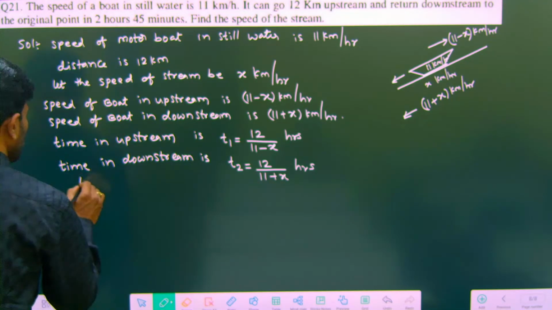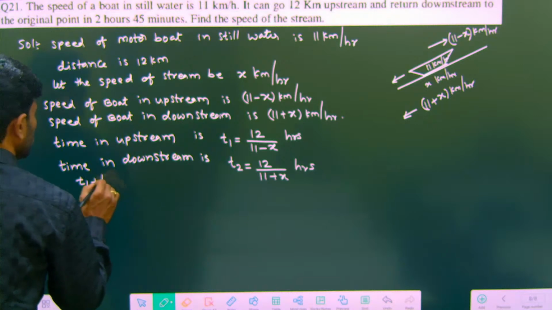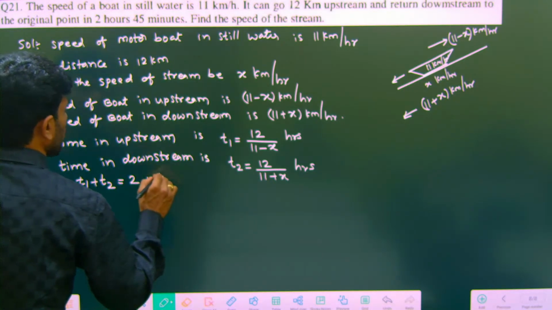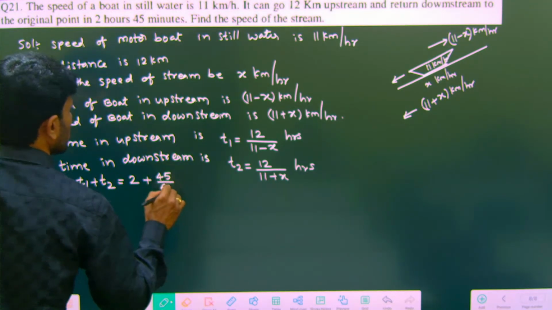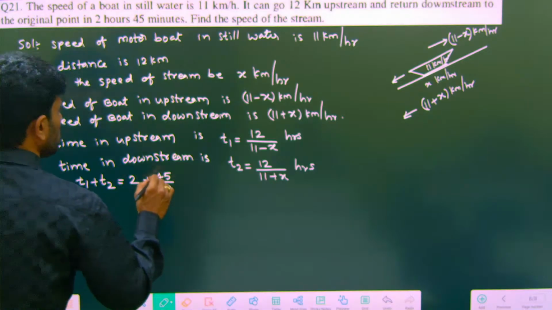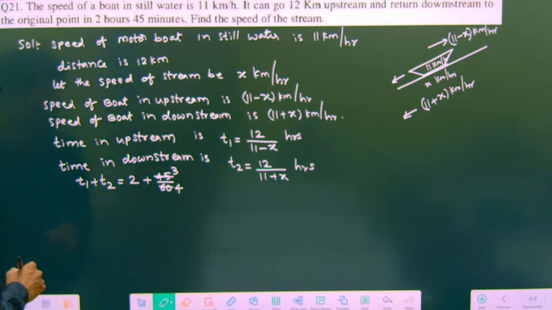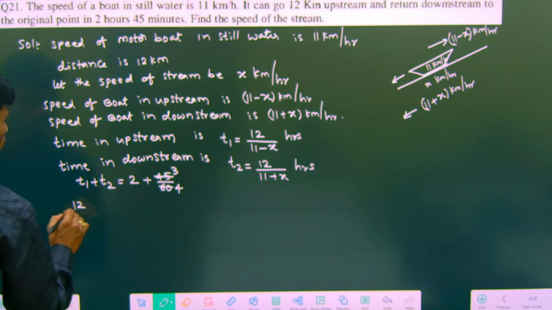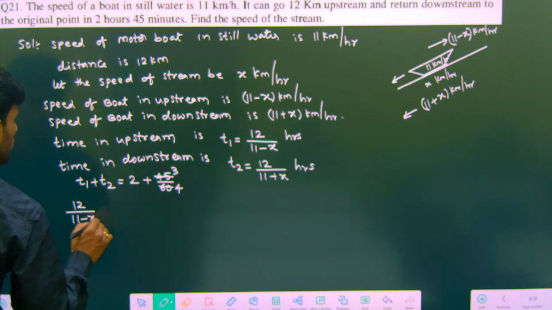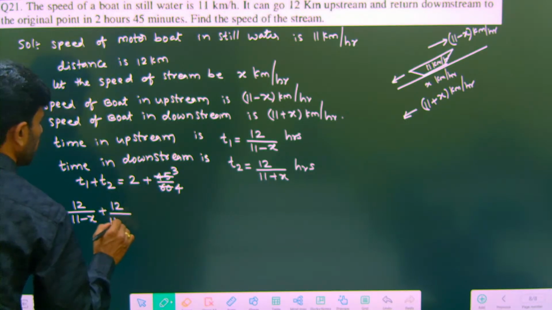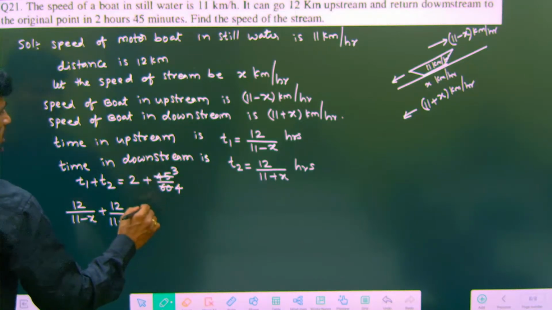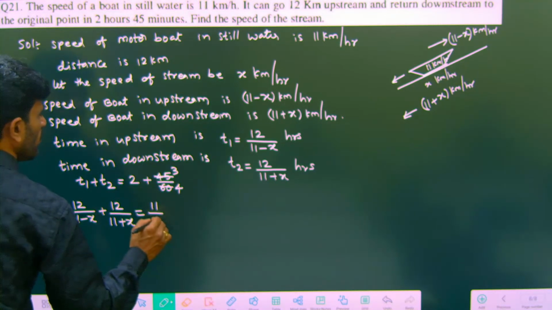Total time, you have to take T1 plus T2 is equal to 2 hours 45 minutes. 45 minutes should be converted into hours, that is 45 by 60. After cancellation, 15 threes are 45, 15 fours are 60. So if you change this to an improper fraction, let us substitute this T1 and T2. T1 is 12 by 11 minus x plus 12 by 11 plus x is equal to, if you change this into an improper fraction, 2 fours are 8 plus 3, 11 by 4.